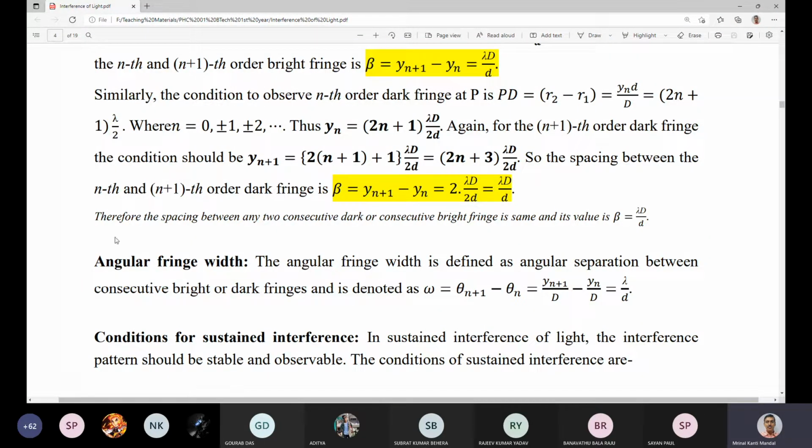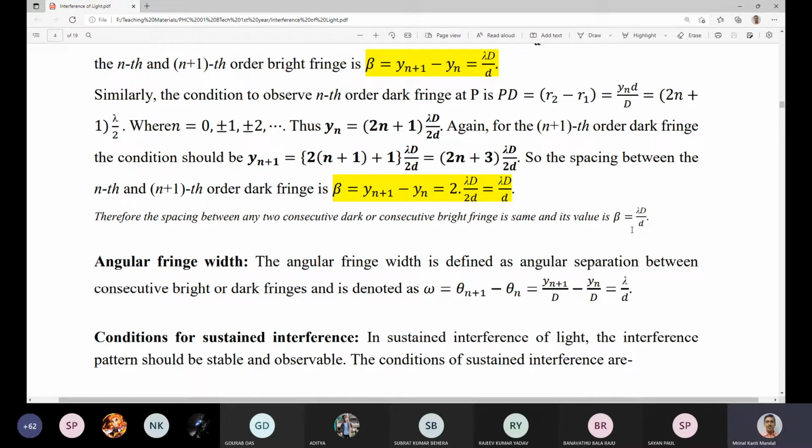Therefore we can conclude the spacing between any two consecutive dark or consecutive bright fringes is the same, and its value is lambda D divided by d, which is known as beta, the fringe width. The separation between two consecutive bright fringes, or between two consecutive dark fringes, or the total width of a bright fringe and a dark fringe, that is the fringe width.